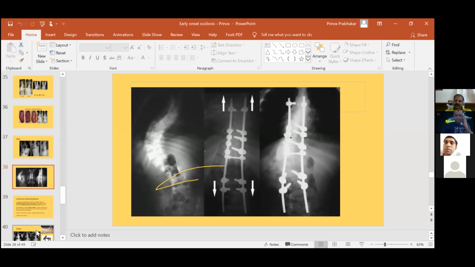Am I right? You're right. If you know that it's going to progress, at that time, at a 50 to 60 degree curve, you think of doing an intervention. Yeah, more than 60 cut, less than 60 cast.